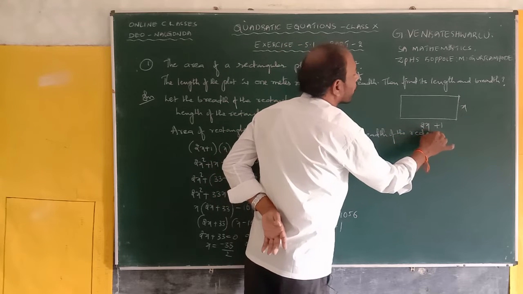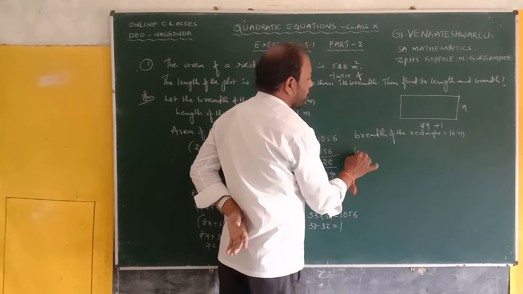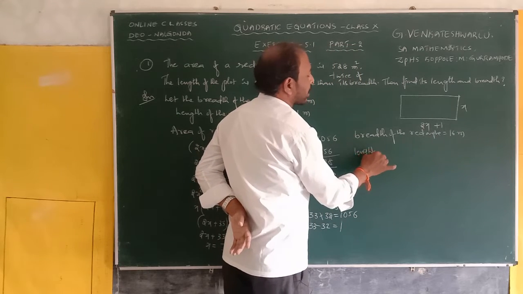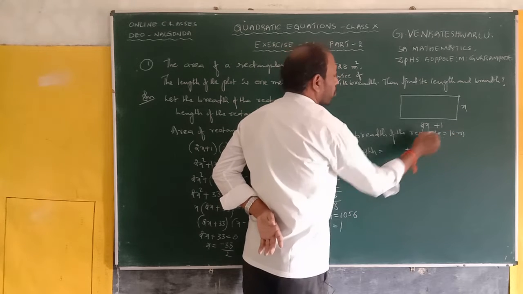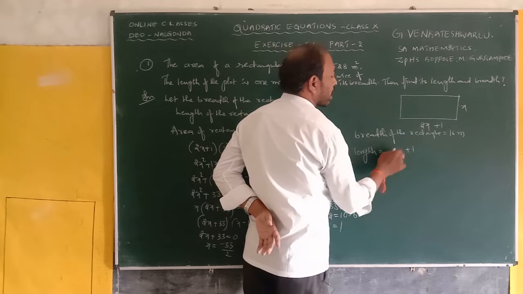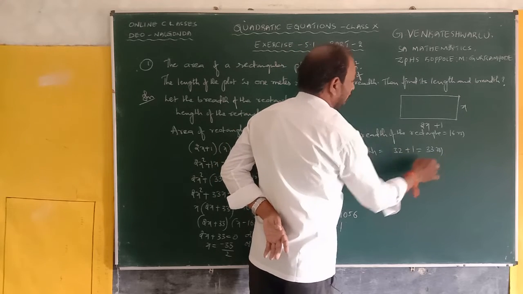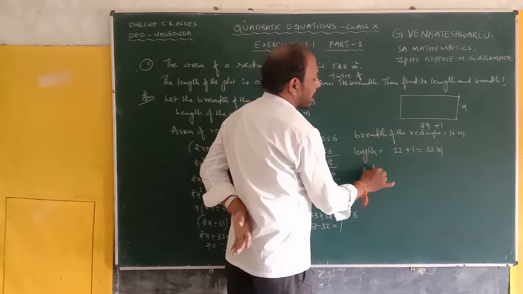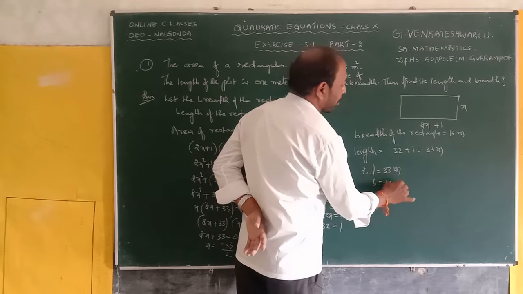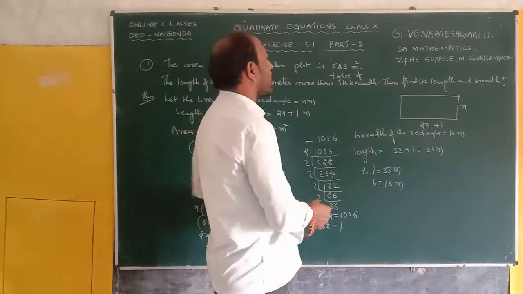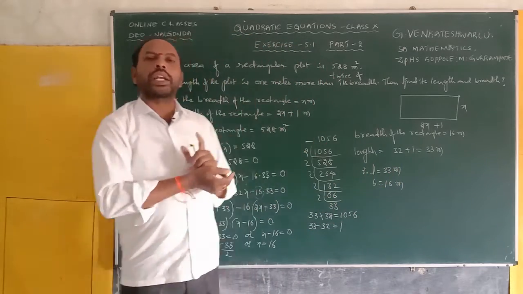So the breadth of the rectangle is 16 meters, and the length depends on its breadth. Length is equal to 1 meter more than twice its breadth. Double of 16 is 32, 32 plus 1 is 33 meters. Therefore length is equal to 33 meters and breadth is equal to 16 meters. 33 into 16 is 528. Hence it is verified.